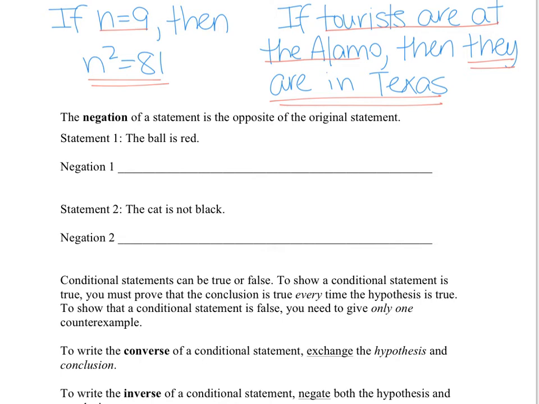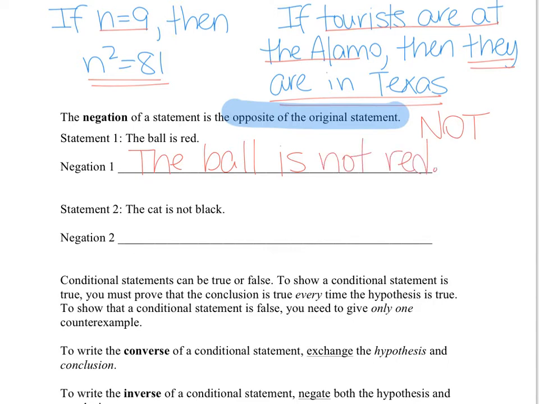Okay, negation. When we negate a statement, we are writing that it's the opposite. The key word for negation is not. So if the statement is the ball is red, the opposite or the negation of that is the ball is not red. The cat is not black. The not is already there. The not is already a part, so the opposite of that would be to take the not out. So the cat is black.